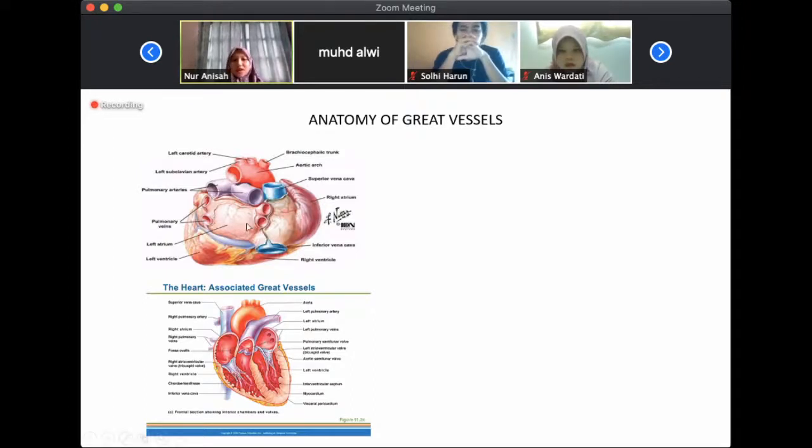Okay, and the IVC drains all the blood from the lower extremity, and the SVC, similarly, brings deoxygenated blood from the upper extremity and the head. It also receives drainage from several veins, which are the internal jugular, the subclavian, as well as the thyroid vein.